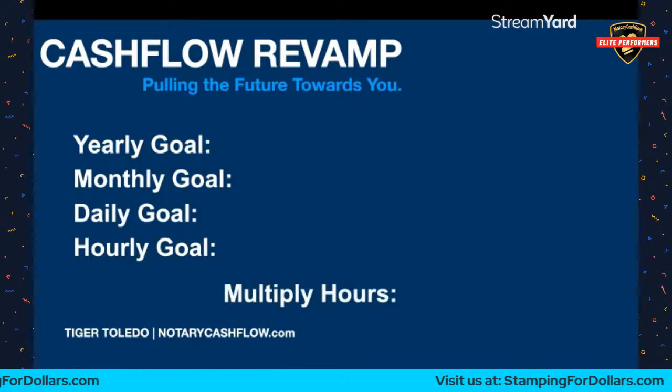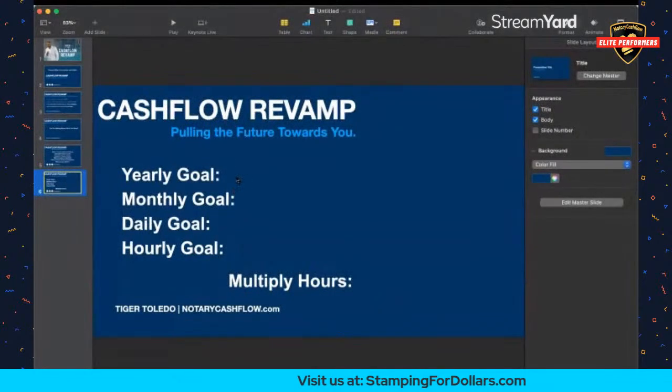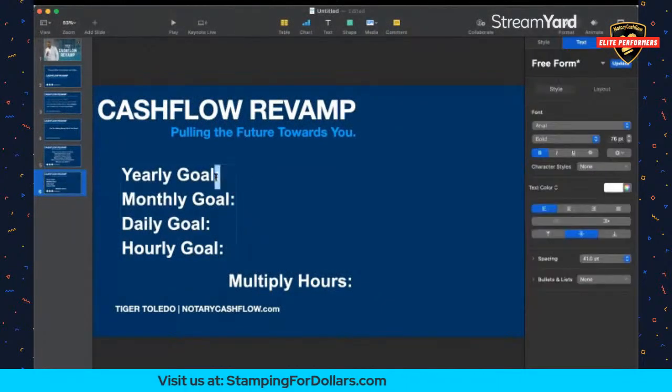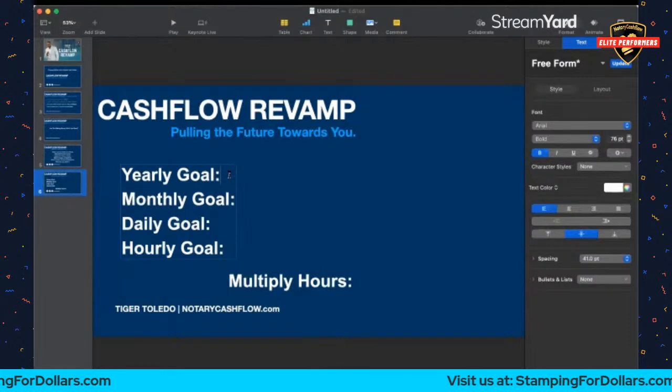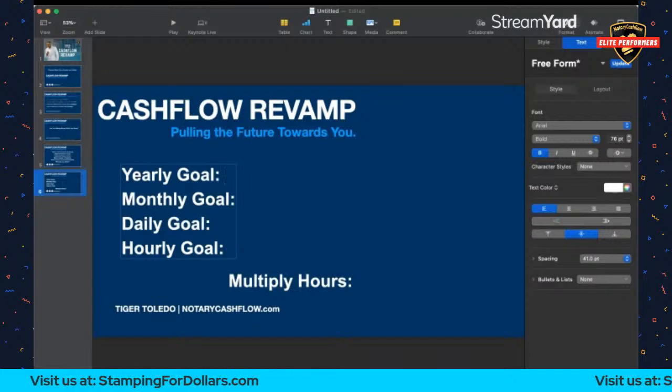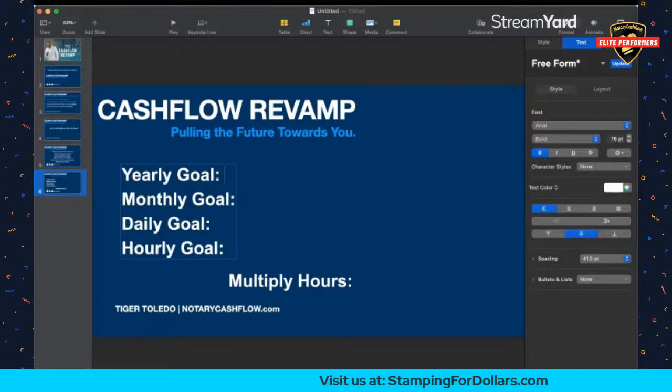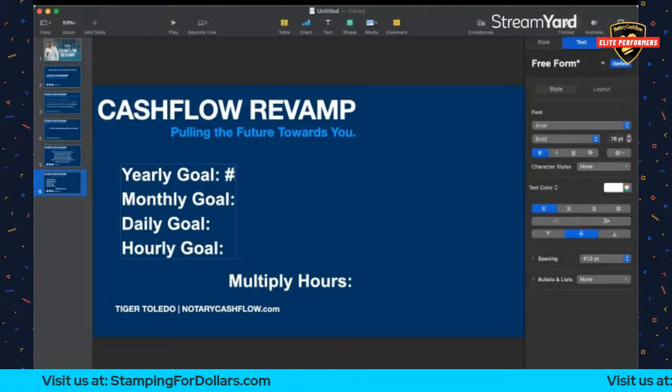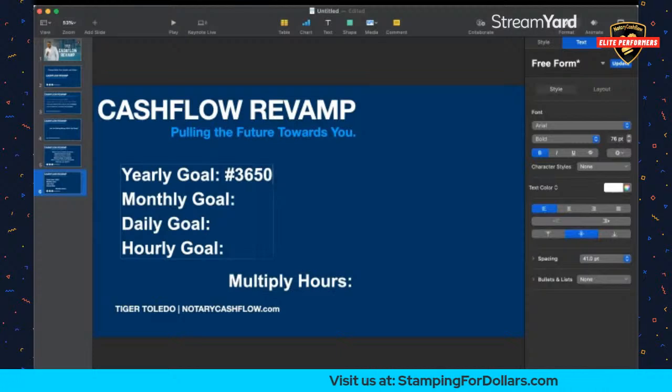So I'm going to exit out of this. I want to show you exactly what I mean. Okay. What we're going to do, we're going to reverse engineer this. So let's just say you wanted to make in a year's time $365,000 a year. Okay, we're just gonna throw this number out.